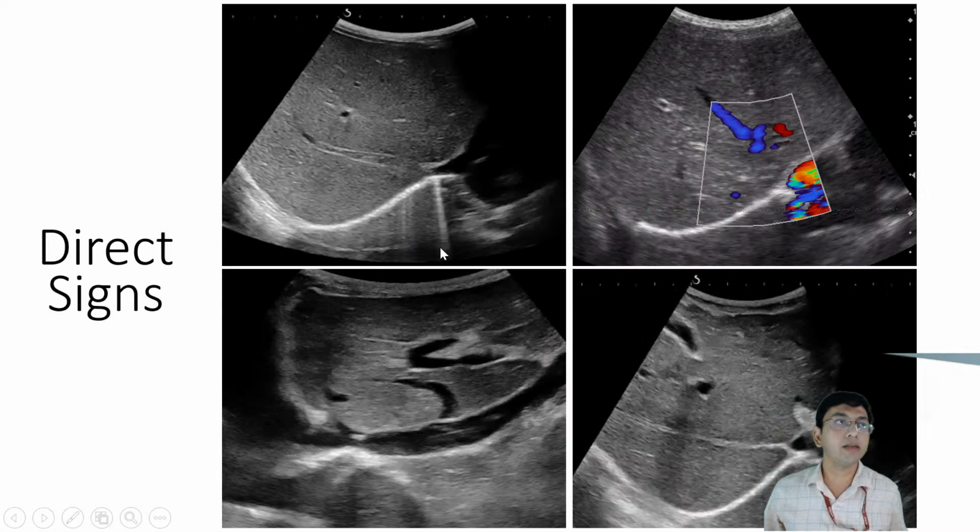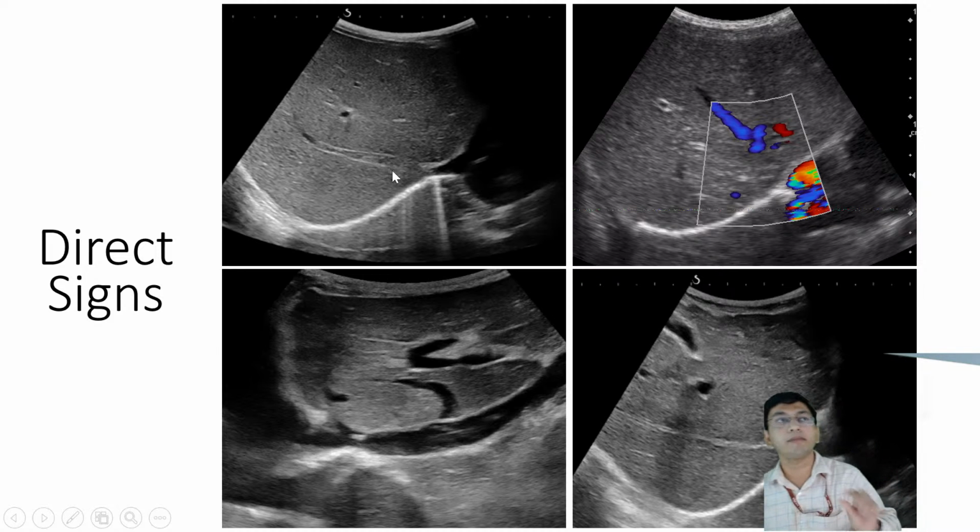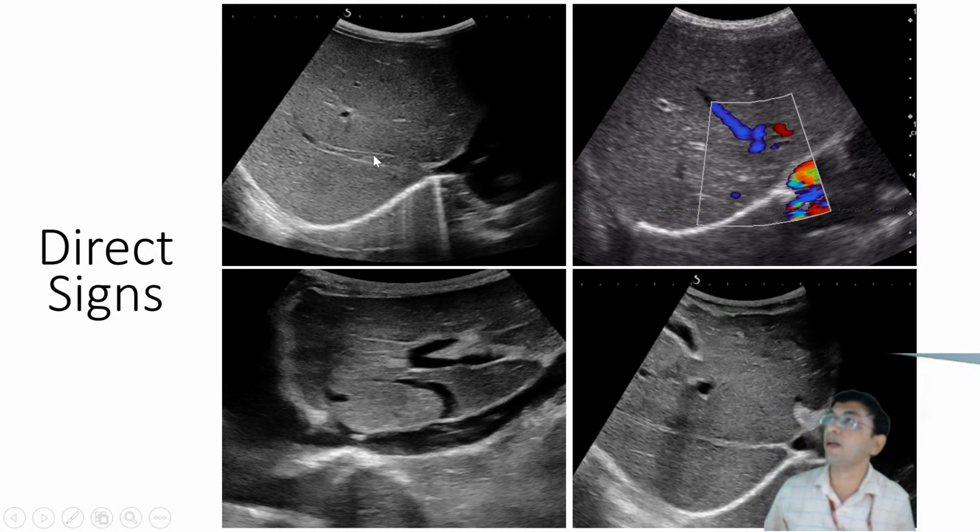In a case of Budd-Chiari syndrome, we can see a thrombosed hepatic vein, which can have multiple appearances. First, in this case, this is the hepatic vein showing an echogenic lumen. There is an echogenic intraluminal thrombus instead of the entire black hepatic vein. So this is suggestive of a hepatic vein thrombosis. Another appearance can be of an ostial occlusion with the absence of any blood flow at this level.